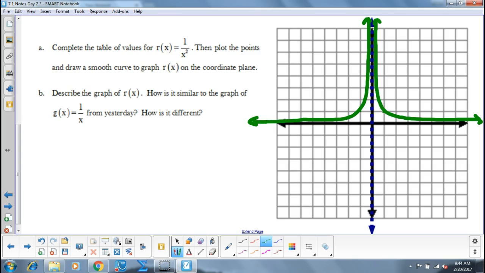So there's the graph. Describe the graph of R of x and how is it similar to g of x from Friday. Two separate graphs. It's similar because it has two separate graphs, it's divided up into two parts. How does it differ? Both graphs are white. Today they're both positive. Friday one was positive, one was negative. Okay, all right. Any other similarities or differences?